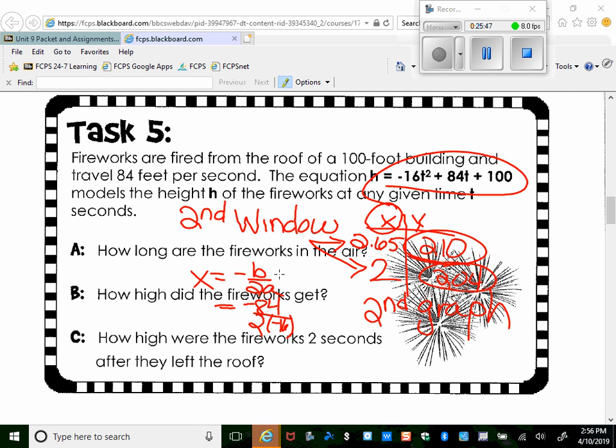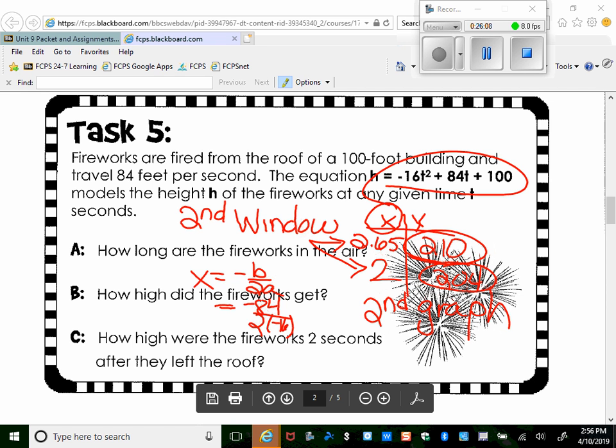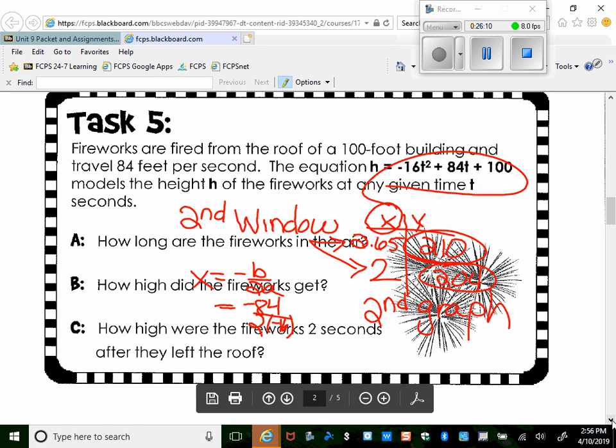Or it could say, how long does it take to hit its maximum height? That's the x-coordinate of the vertex. See, it's still time. How long does it take to hit the maximum point? That's still time. So that would be the x of your vertex. That's why I'm taking time to go over these, so you guys will know what types of words to look for.